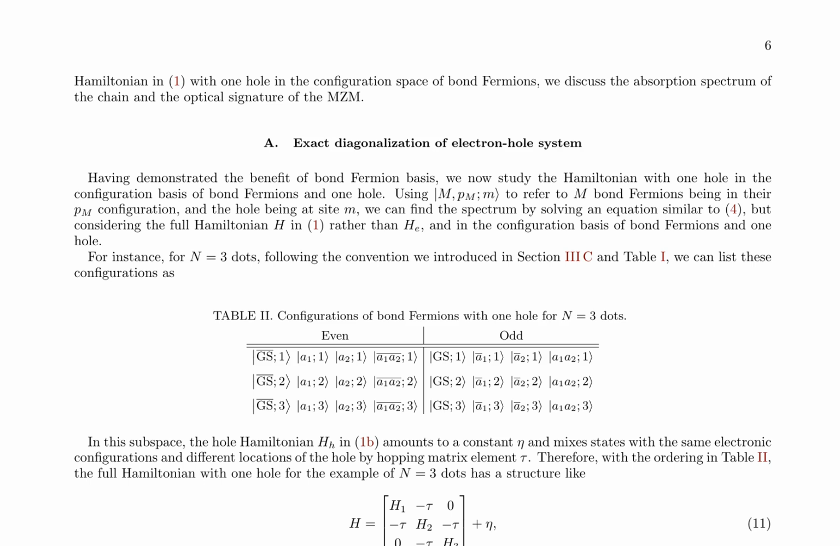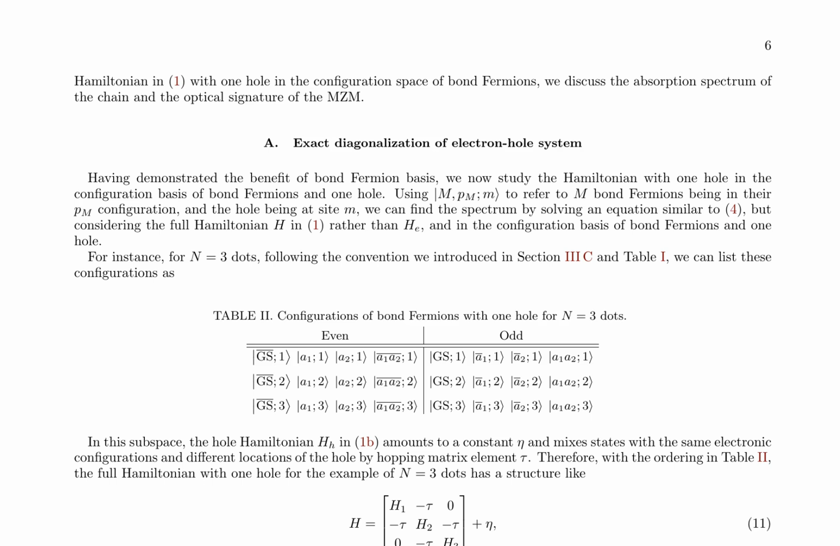The research analyzes the absorption spectrum of a chain and the optical signature of the Majorana Zero Mode, MZM, by examining the Hamiltonian with one hole in the configuration space of bond fermions. The Hamiltonian is diagonalized exactly for an electron-hole system.